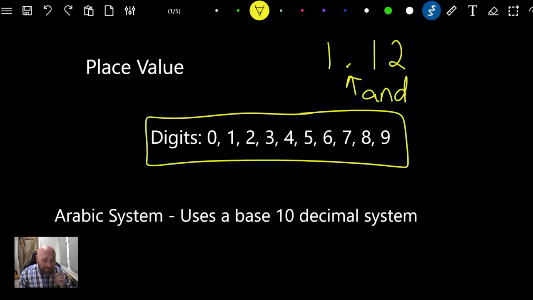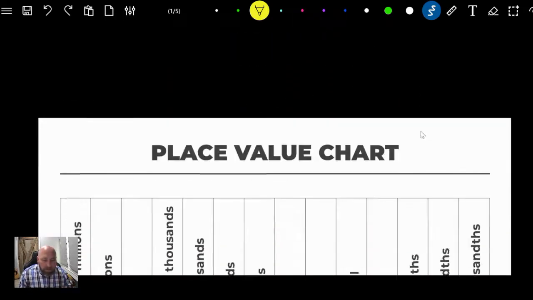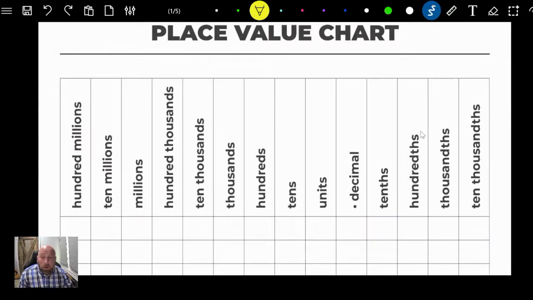Has a TH on the end of it. All right, let's look down here at this place value chart, and hopefully this will make a little bit more sense to you as we talk about these different place values.